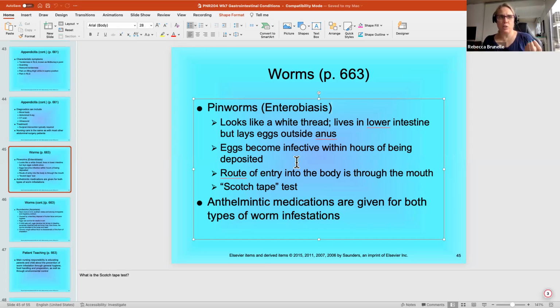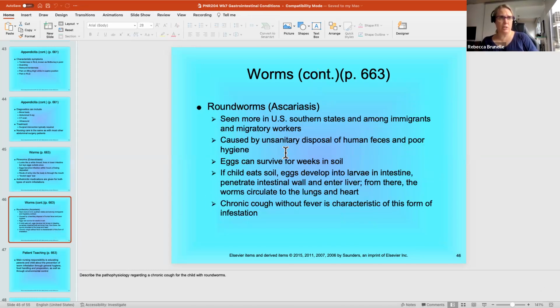And certain things, you know, you want to make sure that you're cleaning well, and also that you keep their fingernails short. The eggs live outside of the body. So if kids are sucking on their fingers and they have some of those worm eggs under their fingernails, they can infect themselves. So there's something called the Scotch tape test, and that's you literally put Scotch tape around their anus, and if you see the little worms on the Scotch tape, then you know that they have the worms. And you do treat it with medication. You normally have to treat the whole family because it's highly contagious.